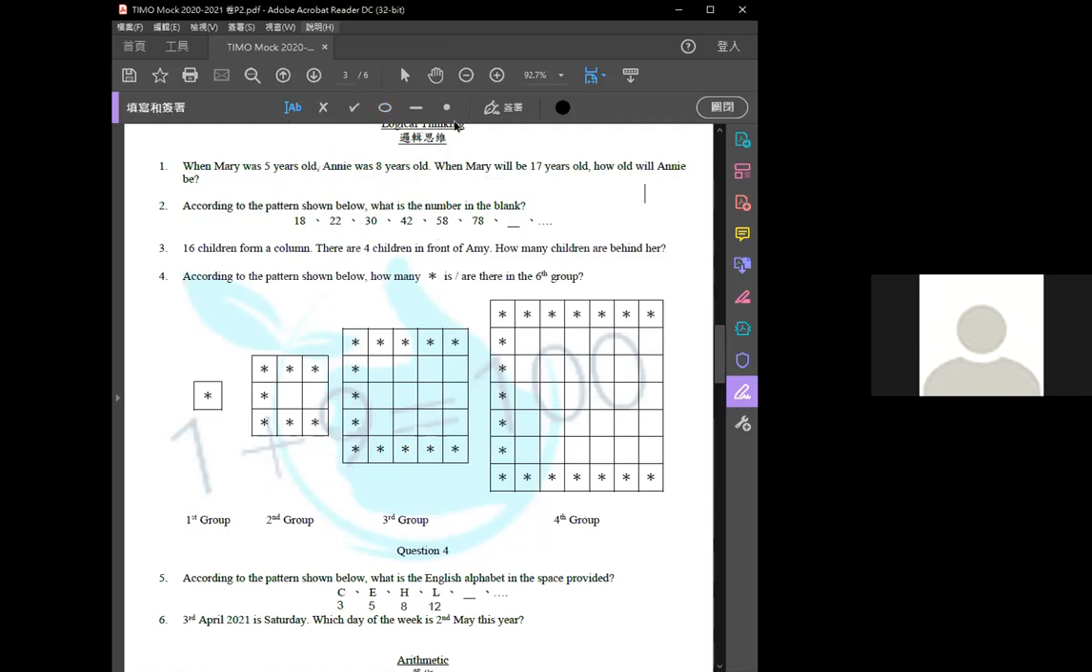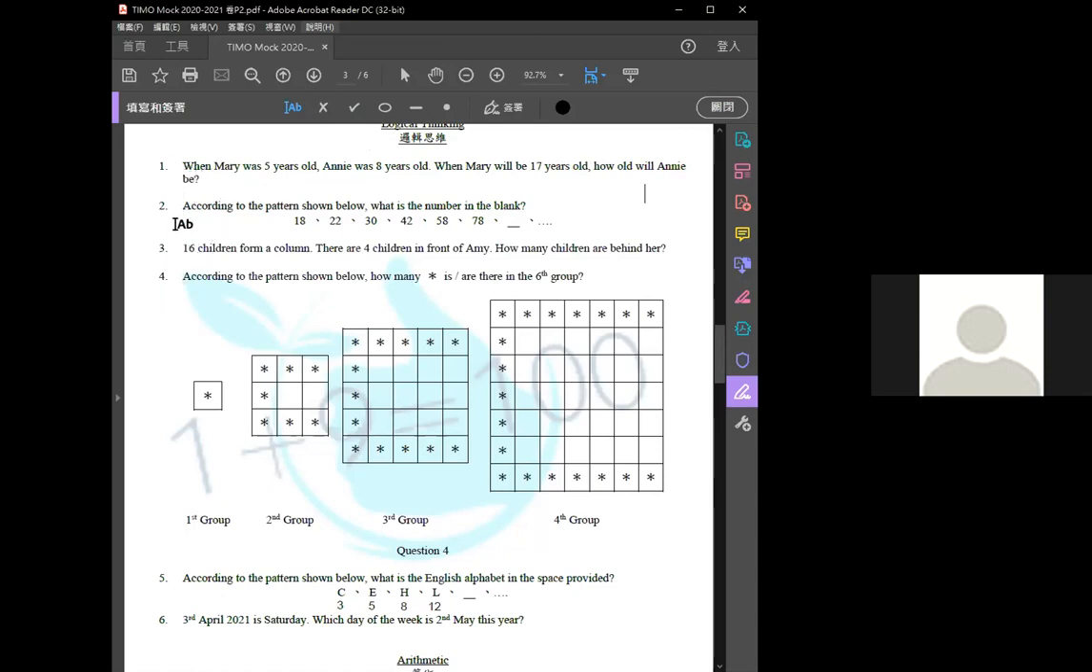So similarly, when Mary is 17 years old, we add 3 to this 17, and then Amy will be 20 years old. So in this case, the answer is 20.